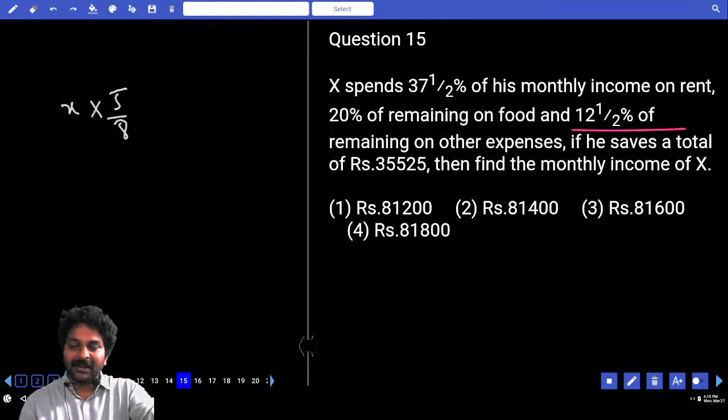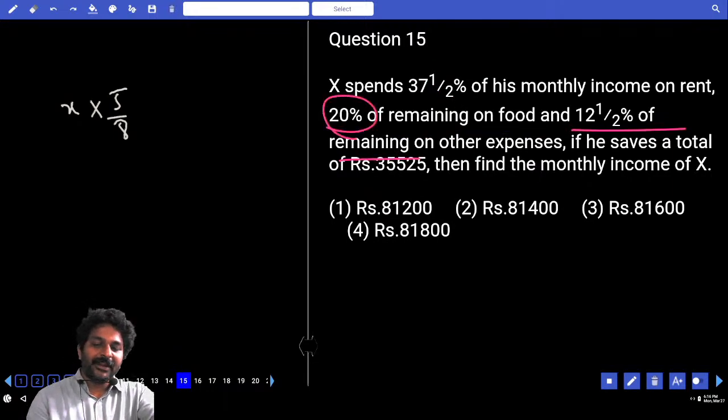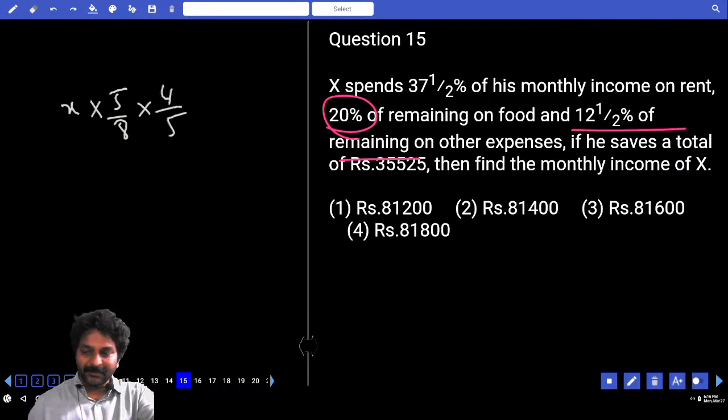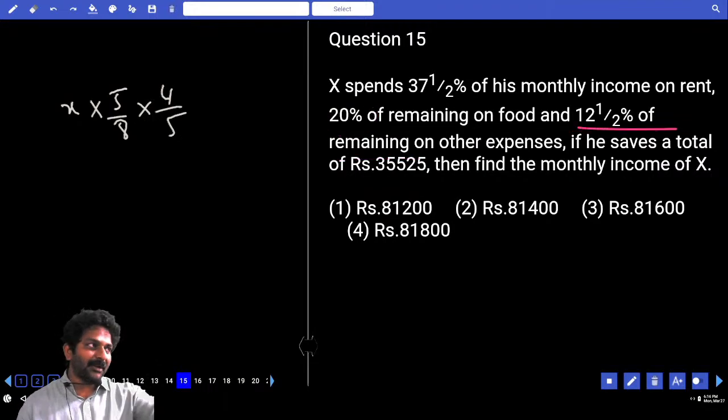నెక్స్ట్ 12.5% ఆఫ్ ది రిమైనింగ్. స్టాప్. ఇఫ్ 20% ఈజ్ ఓవర్, వాట్ ఈజ్ రిమైనింగ్? 80%. కెన్ ఐ రైట్ 80% యాజ్ 4/5? మాట్లాడండి. అండ్ దిస్ ఈజ్ వాట్ రిమైనింగ్. అమాంగ్ రిమైనింగ్ 12.5%. 12.5% in the sense 1/8. 1/8 is spent on expenses.